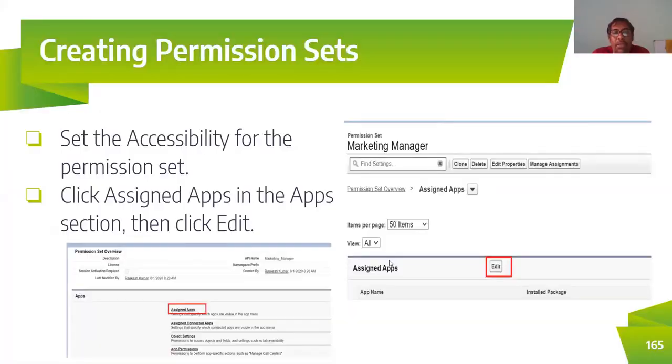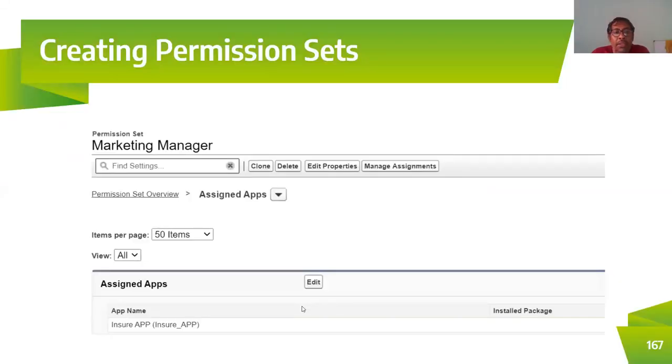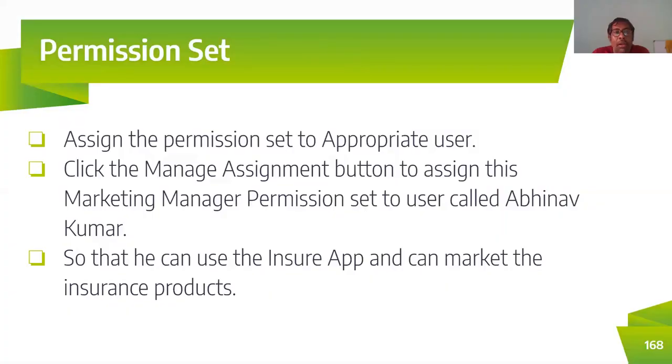After saving, what happens? Then set the accessibility for the permission set. We have to set the accessibility for the permission set. For that, what do you do? Again, on the permission set page, you have Assigned Apps. You have to click on that and click on the Edit button, and then you have to give the permission set to the app you select, and save it. After saving it, the permission set called Marketing Manager has been given to the particular app here, right? So like assigning the permission set to the appropriate user.